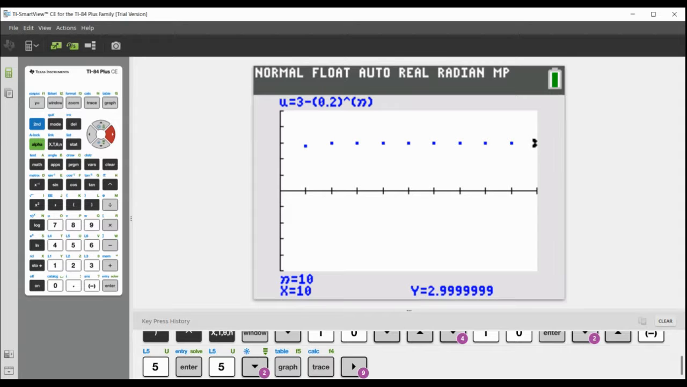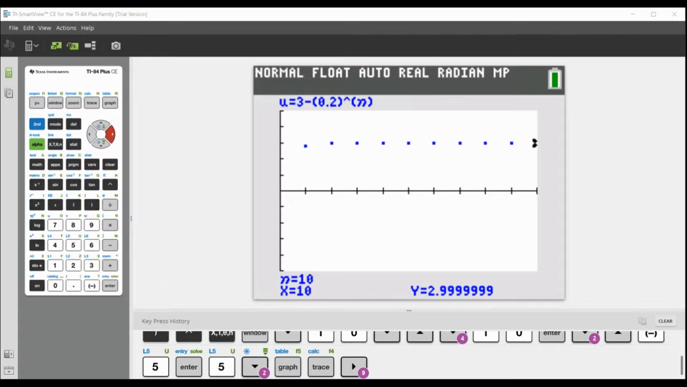So what does it seem that this sequence is approaching? That's right, John. That's right, Robin. 3. It's approaching 3. So the sequence appears to be converging to the value of 3.